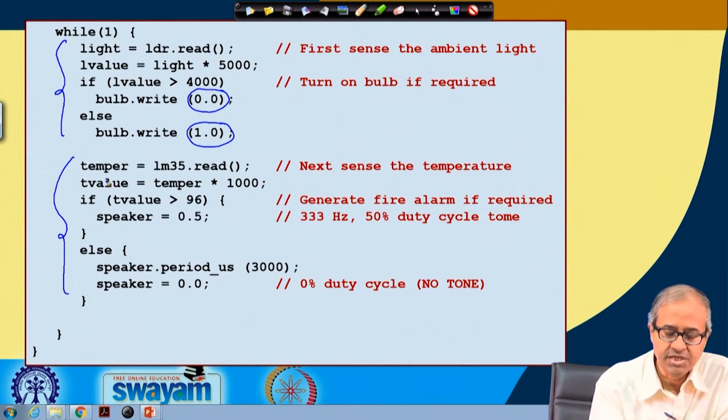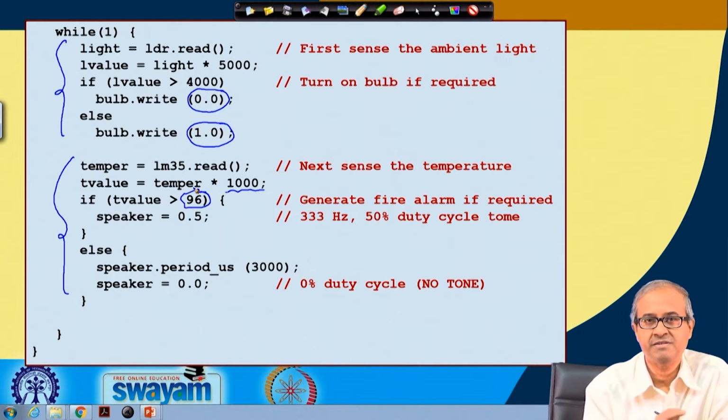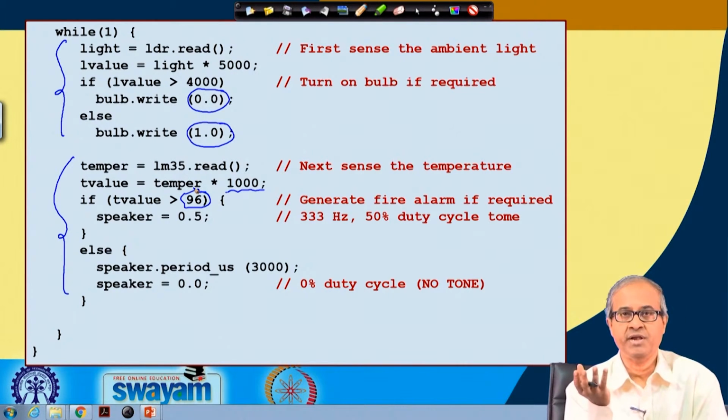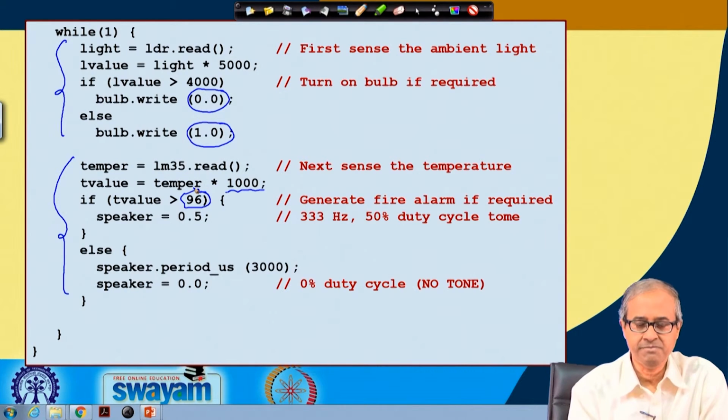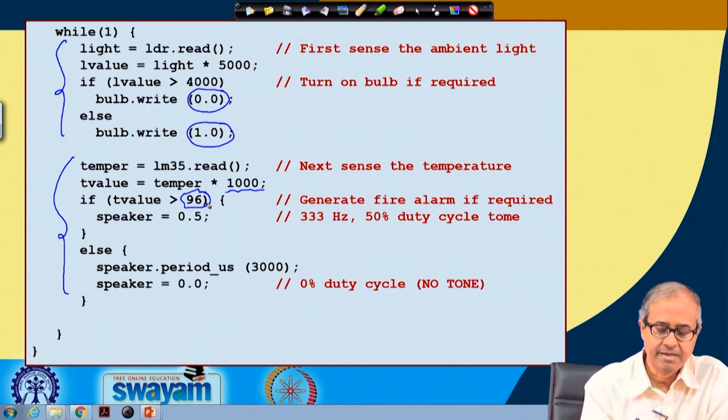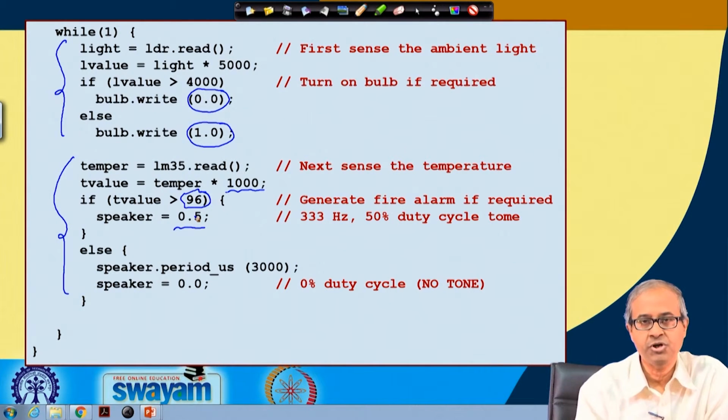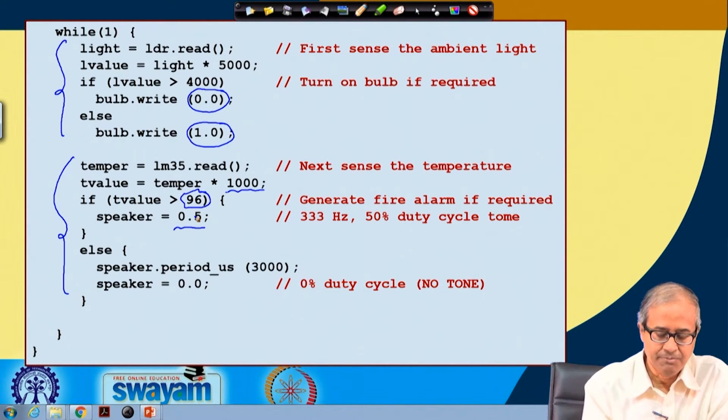Similarly, for the temperature, you are reading the temperature, you are again multiplying it by some scale factor, here I am using 1000, and some threshold which again can be found through experimentation, depends on the temperature where you want to start the alarm. So, you set that accordingly, and if it is so, you play a continuous note on the speaker, 50% duty cycle, that means there will be a continuous tone of 333 hertz with 50% duty cycle will be played, but otherwise if not, then you set the duty cycle to 0.